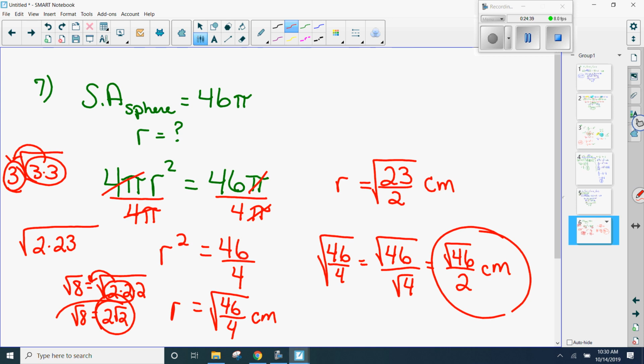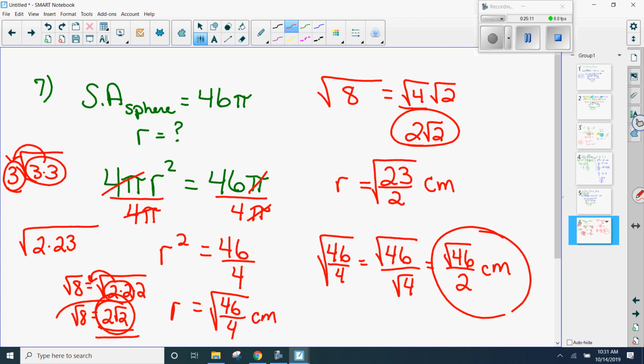Think about that square root of 8. When you multiply radicals together, you multiply what's known as the radicands, the numbers underneath the radical sign. So another explanation of that 2 radical 2: the square root of 4 times the square root of 2, 4 times 2 is 8. Those are equivalent to each other. The square root of 4 is 2, so you end up with 2 radical 2, and that's the simplified version of the square root of 8.